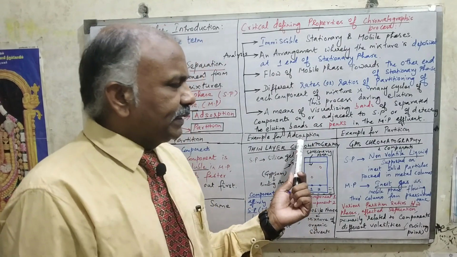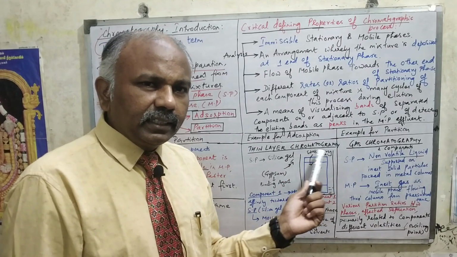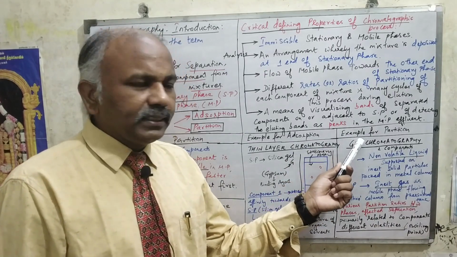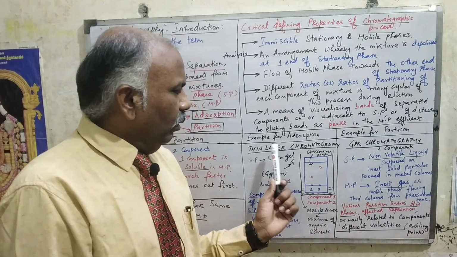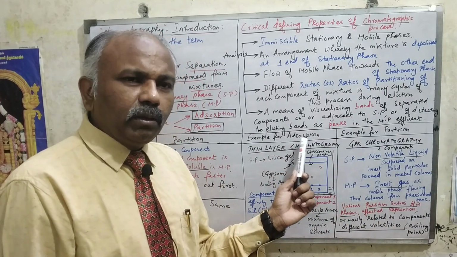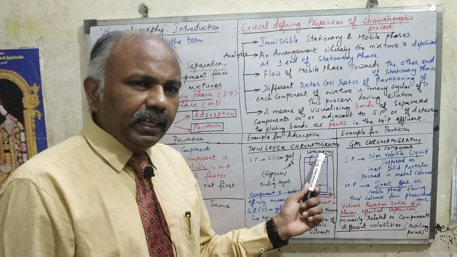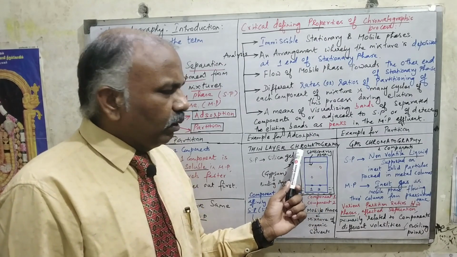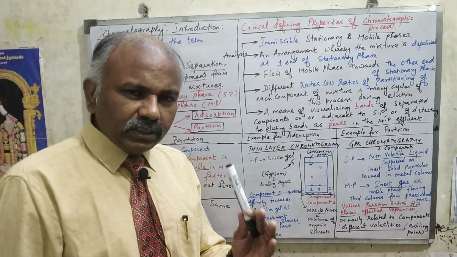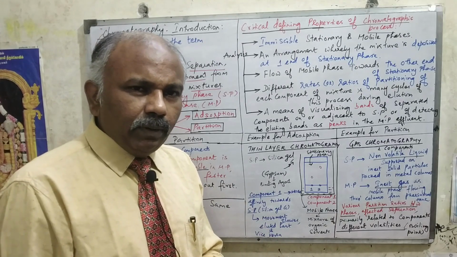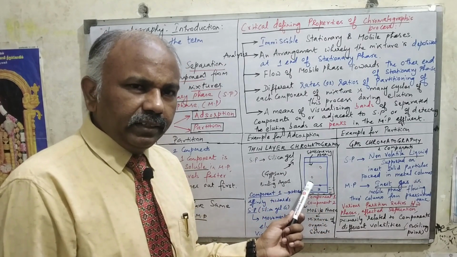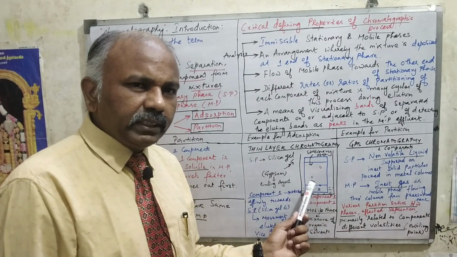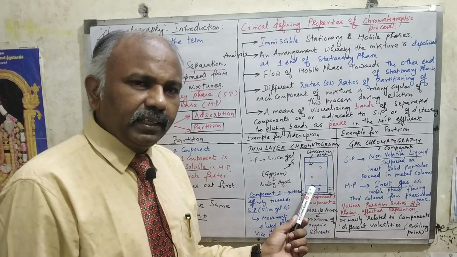Now we already discussed adsorption and partition. Let us give one example for adsorption and one example for partition chromatography based upon the principle. For adsorption chromatography, the example is thin layer chromatography. In thin layer chromatography, we have 2 phases: one is the stationary phase, another is the mobile phase. The stationary phase is the silica gel plate, the glass plate which is coated with silica gel. That is the stationary phase here, right?